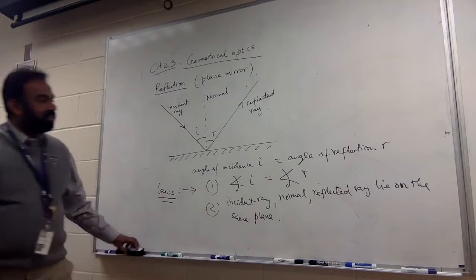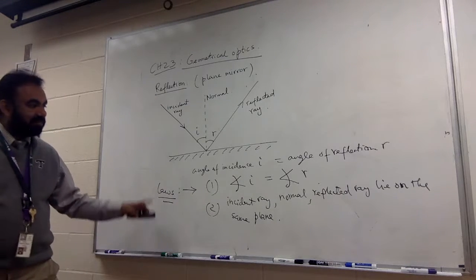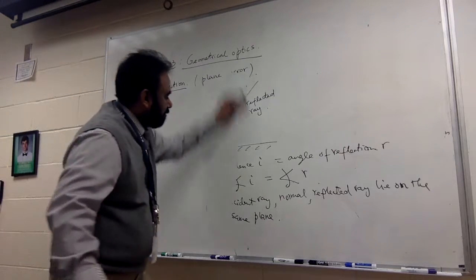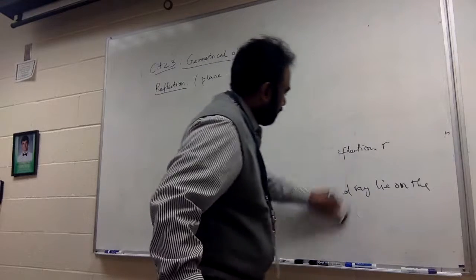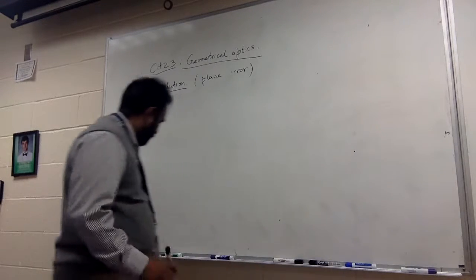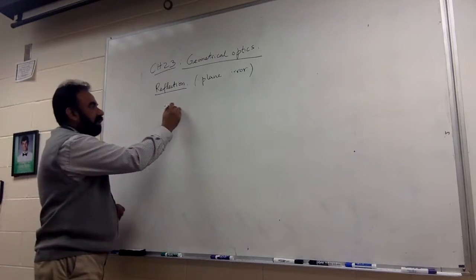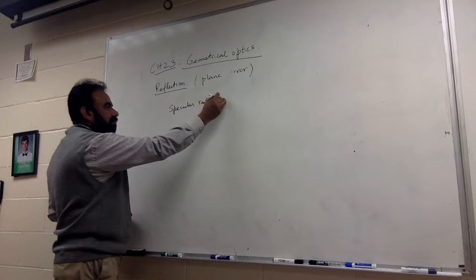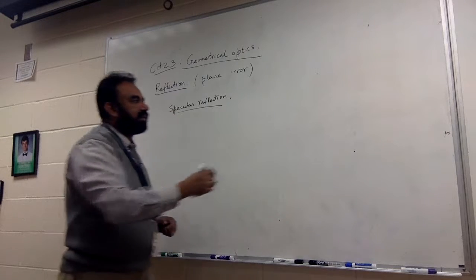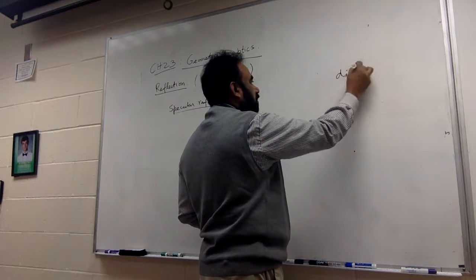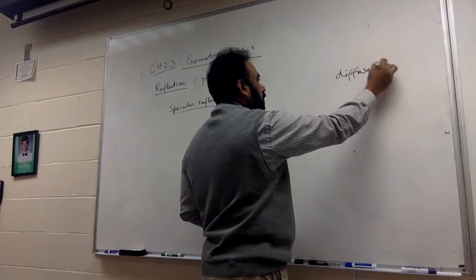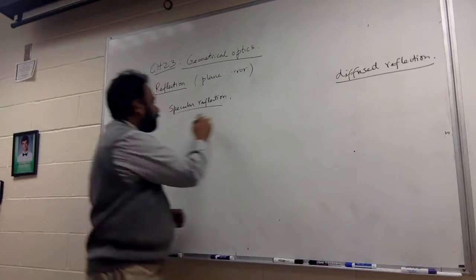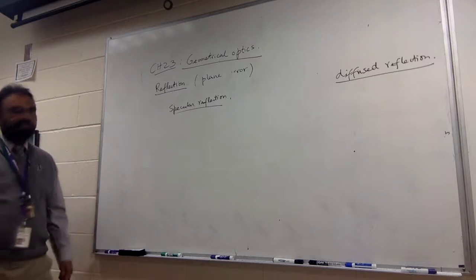Anyway, so this is the law of reflection. Now there are two kinds of reflections. Let's look at the two kinds of reflections. There is a reflection called specular reflection, and there is diffuse reflection. Specular reflection and diffuse reflection.